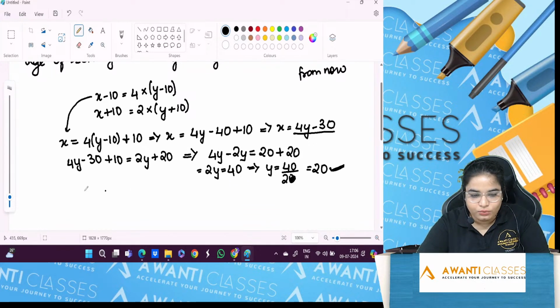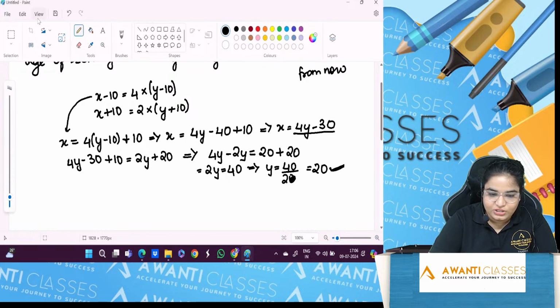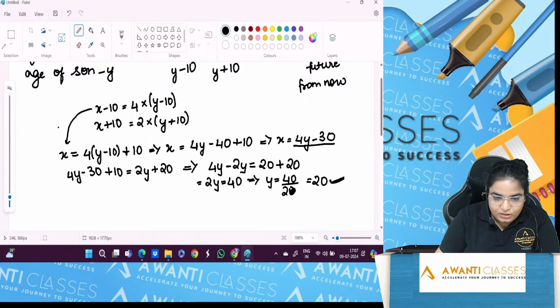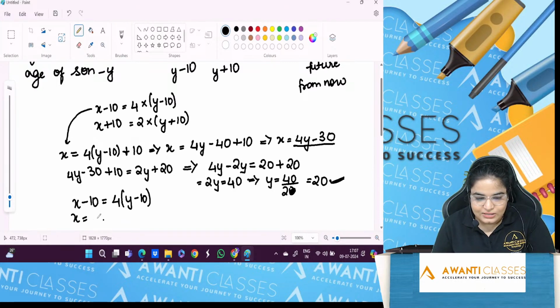We already have two equations, and now we found out the value of y. Y is 20. So, what is x? Let's put it in the first equation. x minus 10 is equal to 4 into y minus 10, the first equation, correct? So x is equal to 4 into y, which is 20.